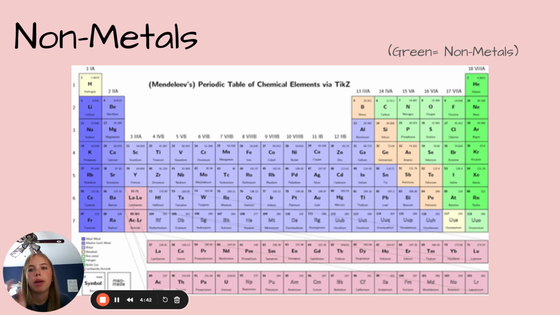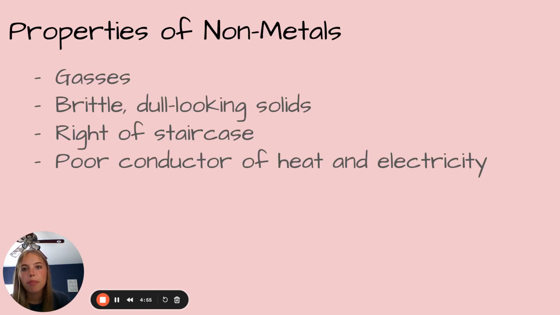I like to remember metals are on the left, nonmetals are on the right, because there are a lot fewer nonmetals than metals, which is pretty apparent here. So if you just remember there are fewer nonmetals than metals, you're golden. Properties of nonmetals: they're gases or brittle, dull-looking solids. So they look completely different than metals, which is helpful because you can distinguish it just by looking at it. As I mentioned, they're to the right of the staircase, and contrary to metals, they are poor conductors of heat and electricity. I don't think you've ever been shocked by something that's dull looking, really.